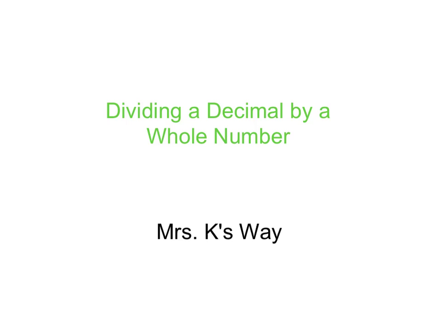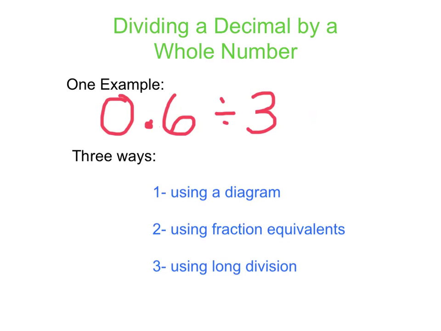Today we are going to be exploring how to divide a whole number and a decimal. We will be doing this by looking at one example, 0.6 divided by 3, or 6/10 divided by 3 wholes, and we will be looking at it three different ways. The first way is using a diagram, second is using fraction equivalents of our decimals and whole numbers. And then lastly, we're going to be using long division in order to solve this division problem.